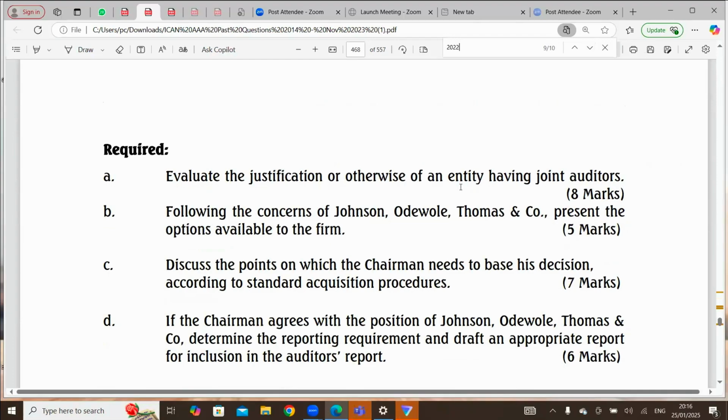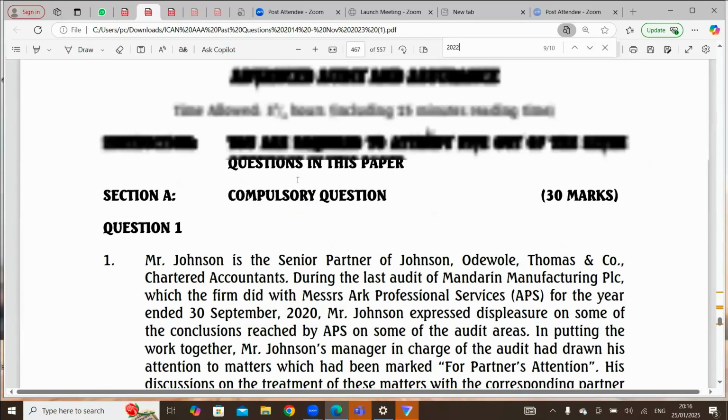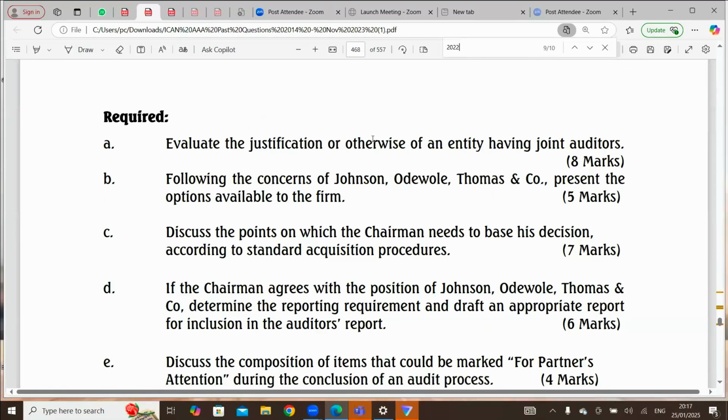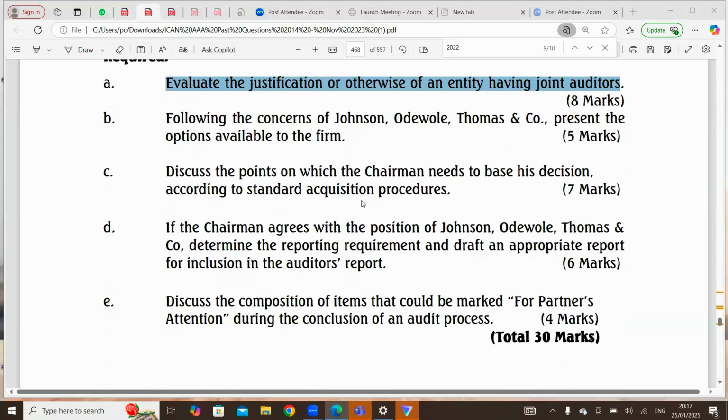Okay, see this one. November 2022 question 1. They said you should evaluate the justification or otherwise of having joint auditors. What are they asking you here? When they say you should evaluate the consideration or otherwise of having joint auditors, what are they asking you? Advantage and disadvantage. Thank you. 8 marks question.